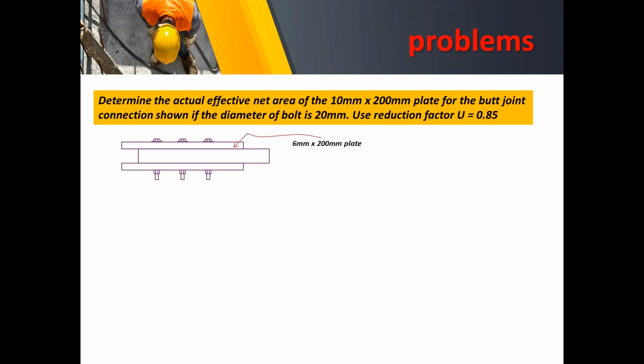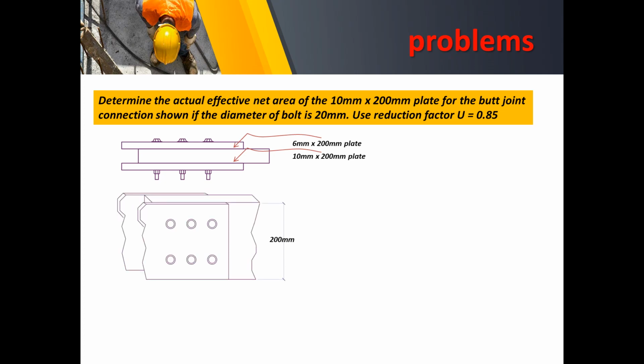So here's the illustration. We have a lap or a butt connection between the 6 millimeter by 200 millimeter plates, and the central plate is a 10 millimeter by 200 millimeter plate. So this is the side view. The arrangement of the bolts is symmetrical, wherein the width is 200 millimeters.